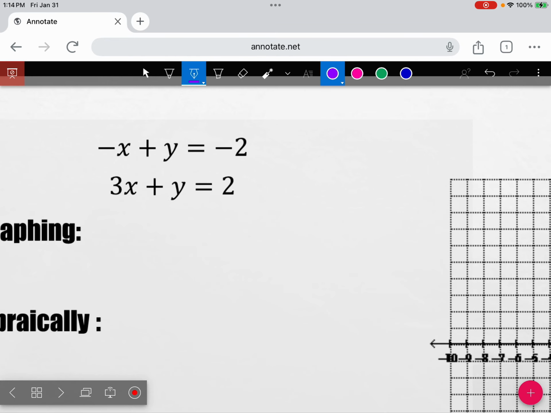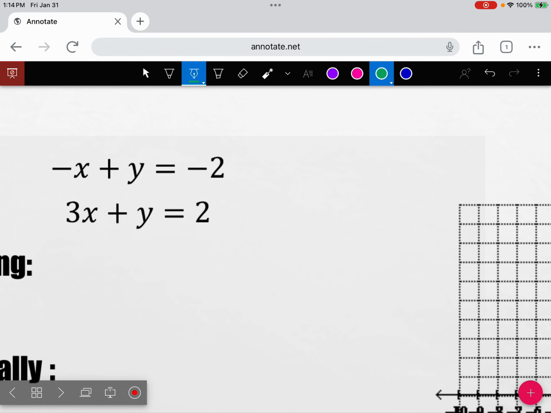I'm going to blend it also with my slope-intercept form. If you want to do elimination, you should get the exact same answers as us. It does not matter which technique you use. So I'm going to take this one and get it into my slope-intercept form first.